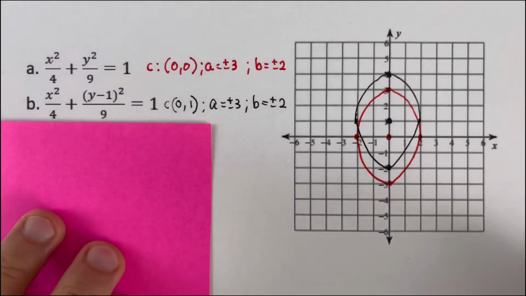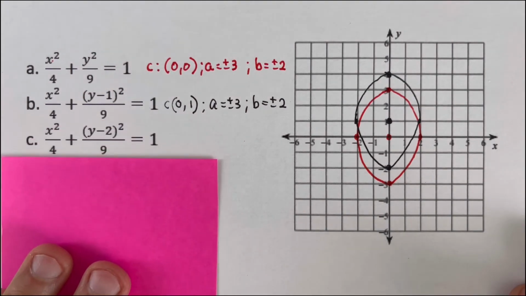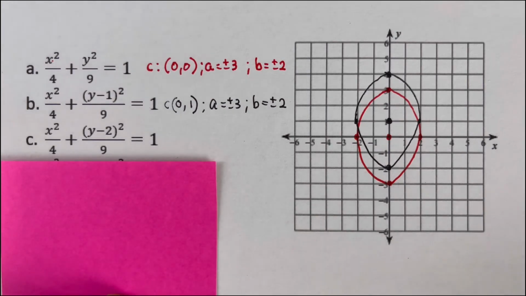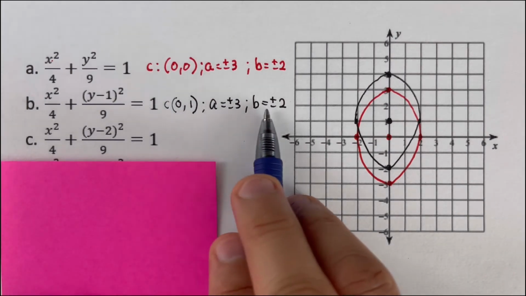Now let's look at the third equation. So I can go ahead and write the value for C, A, and B for this equation.